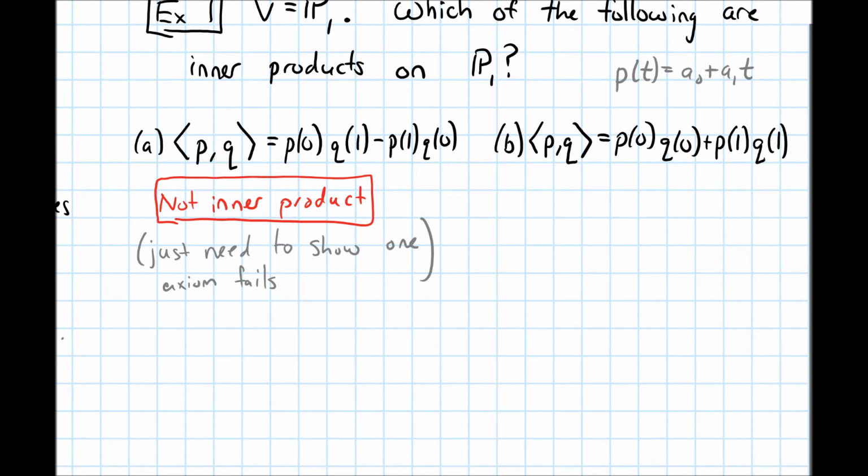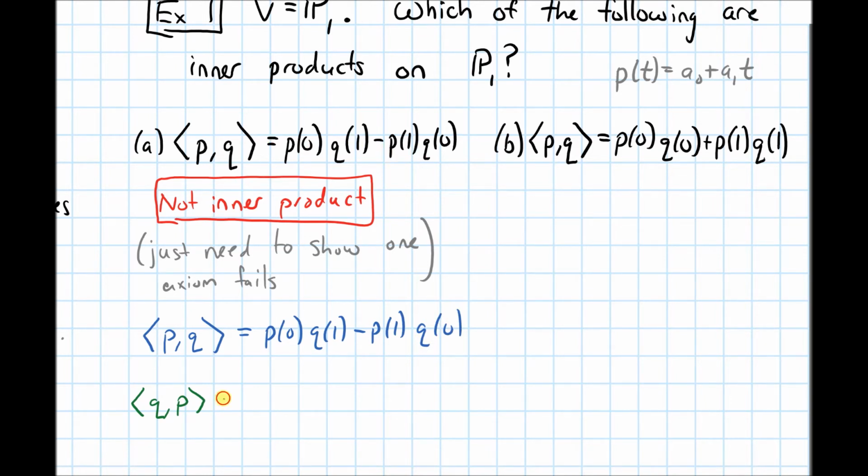So let's just begin with the first axiom. The first axiom says, what happens if you look at P inner product Q written in this way, and then what happens if you do it in the reverse order? So the reverse order, let me write that in green, Q inner product with P. If we do P inner product with Q in this order, we'll get P0 times Q1 minus P1 times Q0. So this is the formula for the inner product that we had.